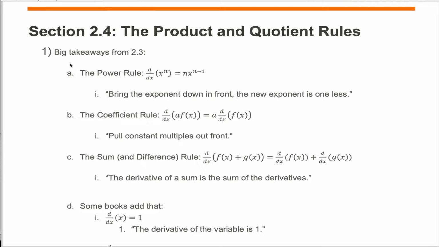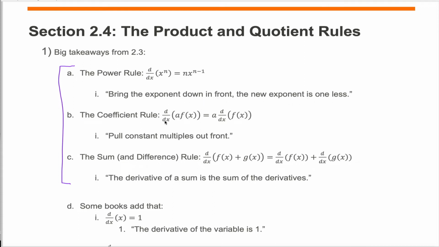We started 2.3 by learning these big three rules: the power rule, the coefficient rule, and the sum rule. The power rule just tells you, for example, that the derivative of x to the third power is equal to 3 times x squared. Loosely speaking, you bring the exponent down in front, and your new exponent is 1 less than it used to be, if that helps any.